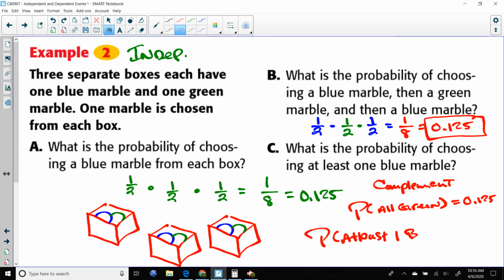So the probability of at least one blue one would be 1 minus 0.125. And that's going to give us 0.875, 0.875.